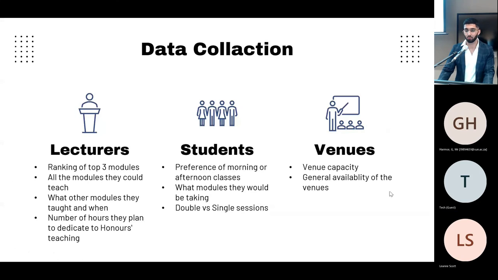So whether they preferred one two-hour session or two single one-hour sessions. And then after that, we had to find out about the capacities of venues. As we know, during the pandemic, we had to adjust, so we wanted to build this sort of adjustment into our model. We adjusted for venue capacities, and we want to give preference to our internal venues so that we can minimize the use of the external department.